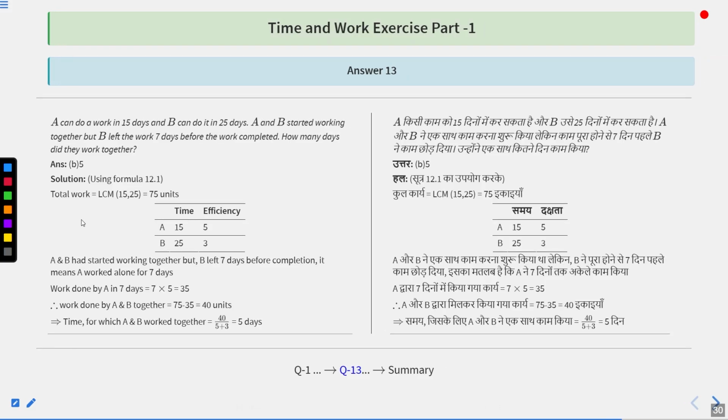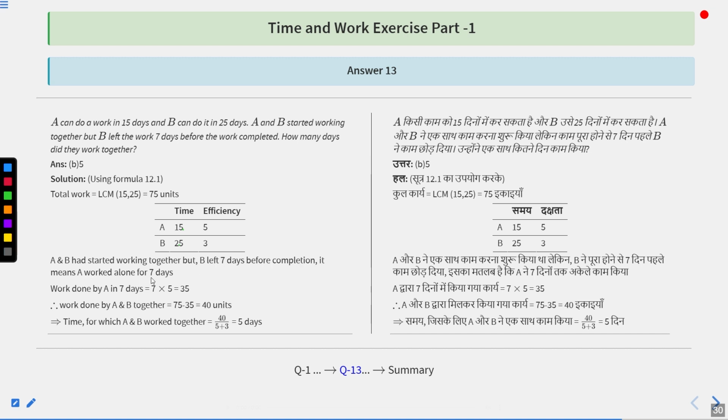So total work can be assumed as the LCM of both 15 and 25, that is 75 units. So efficiency of A and B can be found out. Efficiency of A is 75 upon 15, that is 5 units. Efficiency of B is 75 upon 25, that is 3 units. A and B had started working together, but B left 7 days before completion.